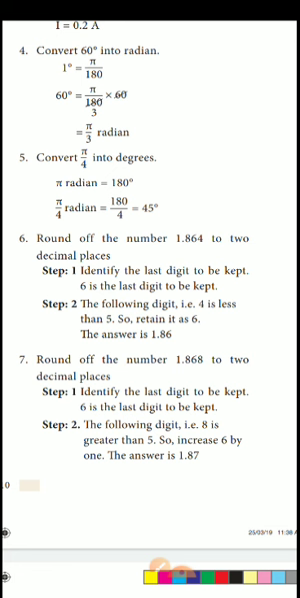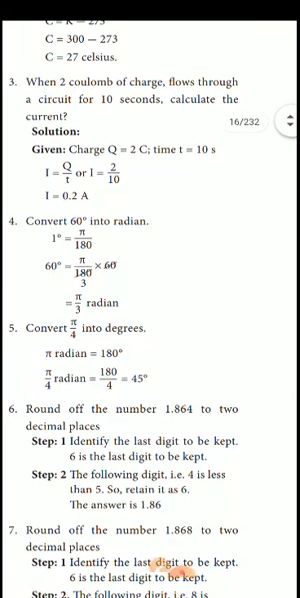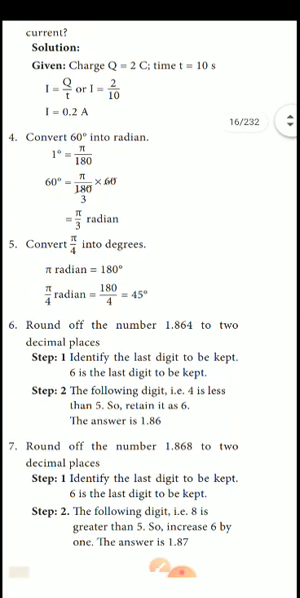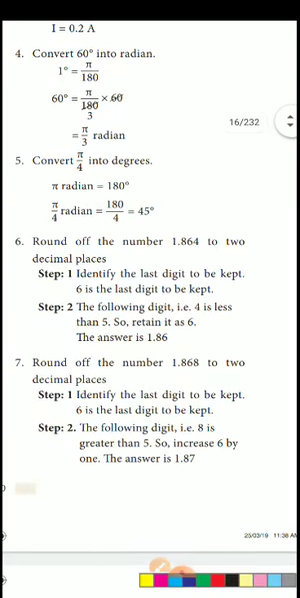Next, round the number to 2 decimal places: identify the last digit and the following digit. So rounding the number to 2 decimal places, 1.87 will come. Everybody can write these solved sums in your notes. Okay, thank you students. This lesson is over.